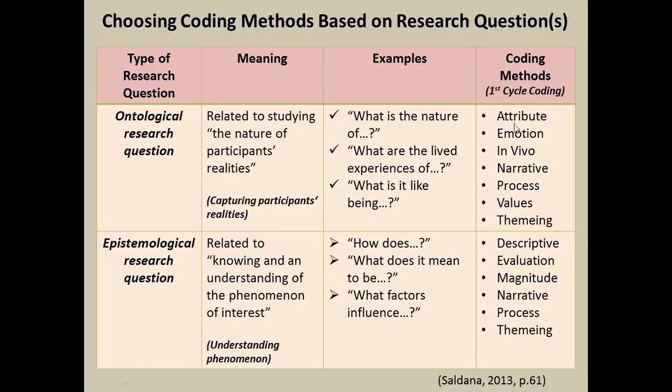So these are some of the coding strategies that you can use. You can use attribute coding, emotion coding, where you want to capture participant emotion. In vivo coding, where you want to really capture their own words. You want to quote them. In vivo means a direct quote from the participant used as a code. And we have narrative coding, process coding. I'm going to talk about it when we move to the next slide.